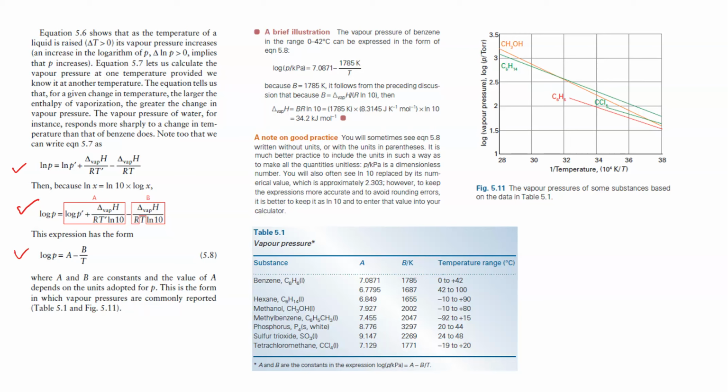So in table 5.1, we have our a term and b over K term over different temperature ranges that are approved. So a brief illustration of this: a vapor pressure of benzene in the range of 0 to 42 degrees Celsius can be expressed in the form of equation 5.8. And this is fairly straightforward. It's identifying terms to substitute from the table.